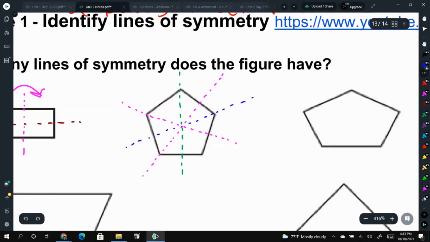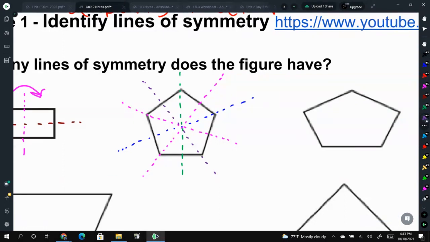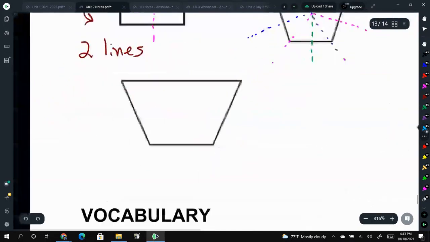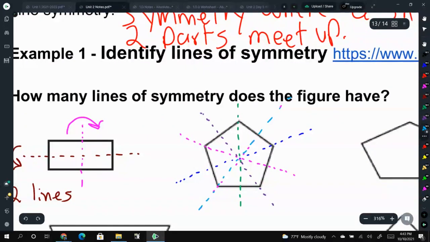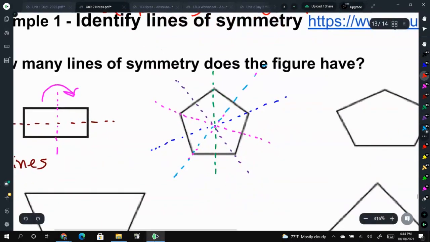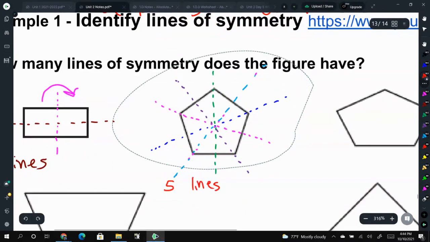If it's hard for you to see these lines of symmetry on your paper, what you could always do is rotate your paper to see all these lines of symmetry and see how many we have. I probably shouldn't have used pink twice. Let's use light blue. So we actually have 1, 2, 3, 4, 5 lines of symmetry. 5 lines. Now I'm going to erase these for a second just to show you something.